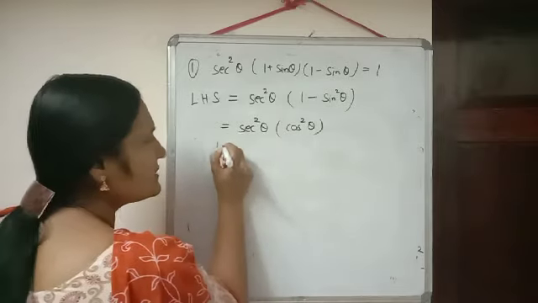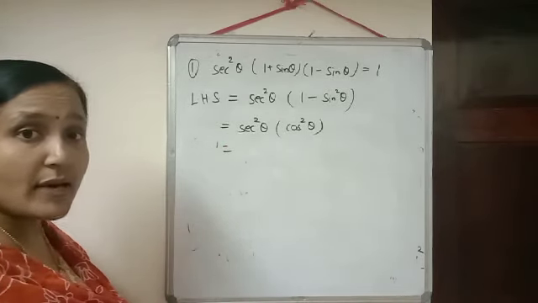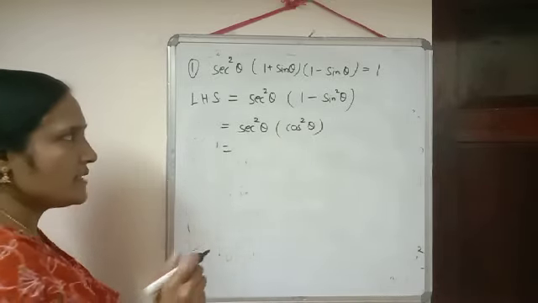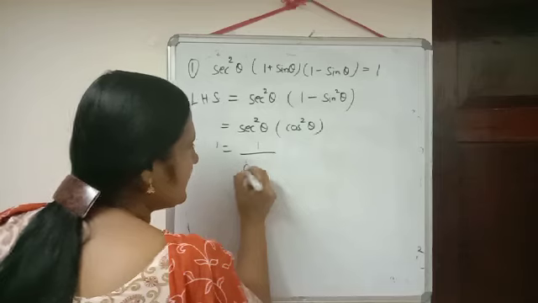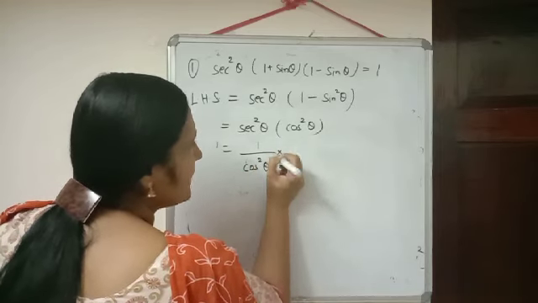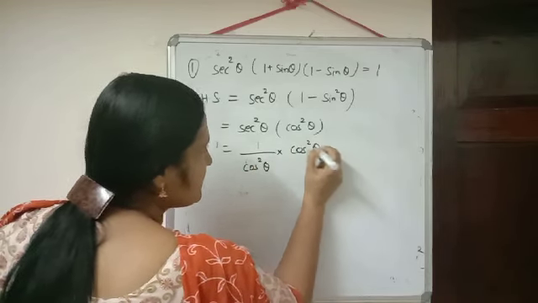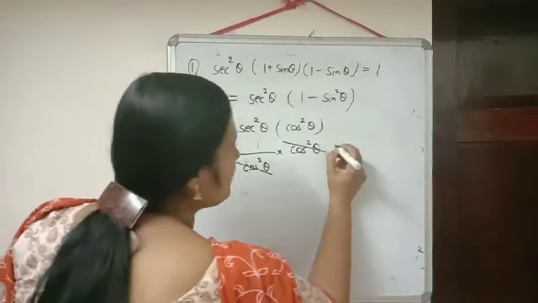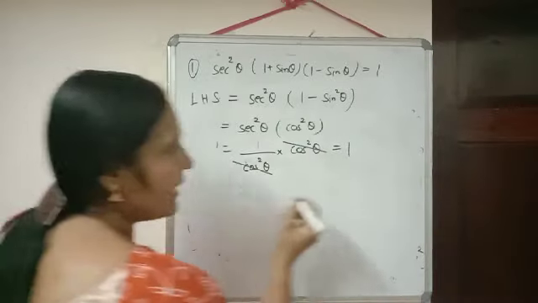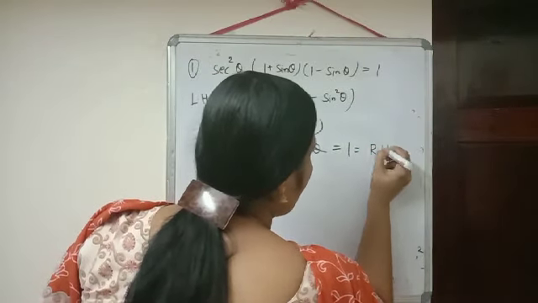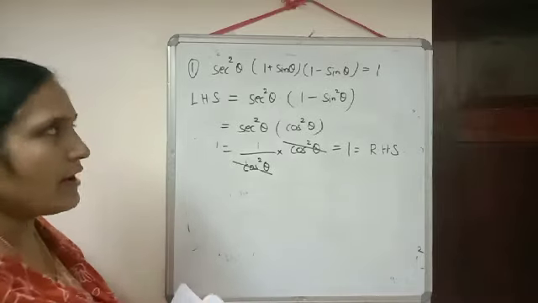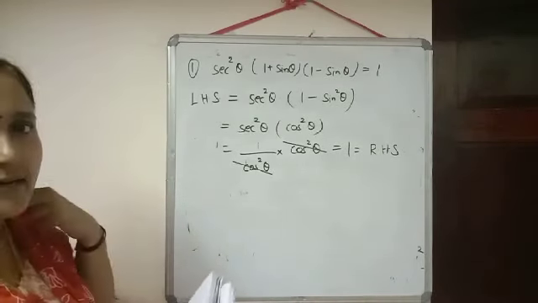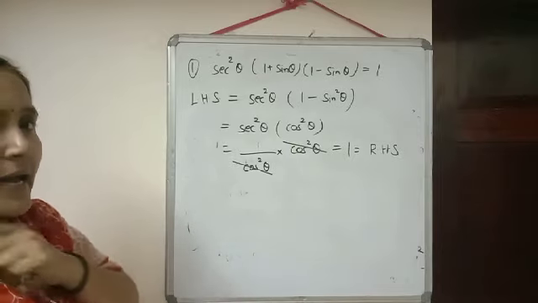So can we rewrite sec square theta in terms of cos square theta? Yes, sec is the reciprocal of cos theta. So sec square theta can be written as 1 by cos square theta, into cos square theta, which is already there. Cos square theta and cos square theta will get cancelled. We will get the value equal to 1, which is equal to right hand side. So till here you have to do the question. Again, for doing the question you should know the identities and how to use them.